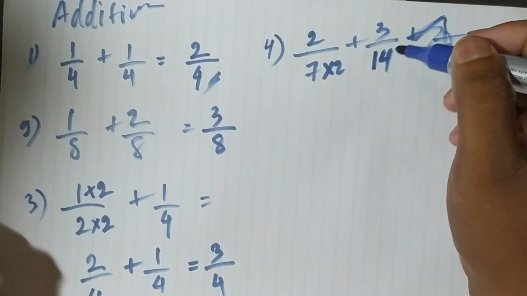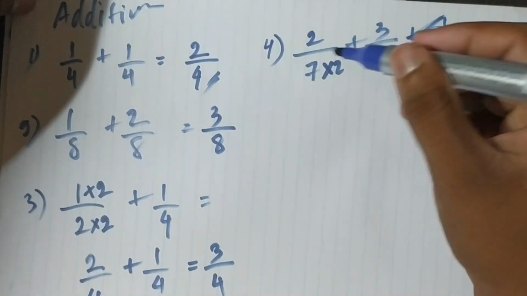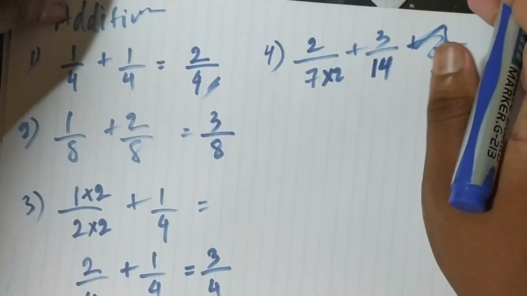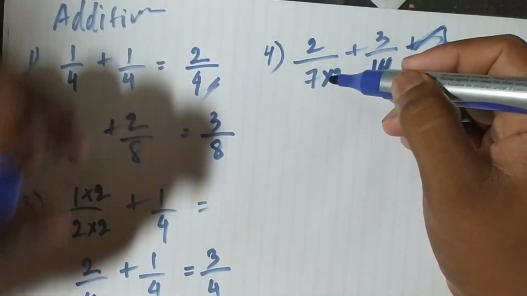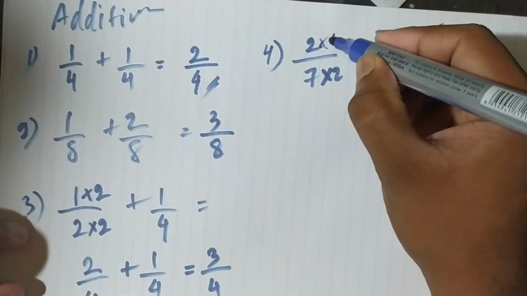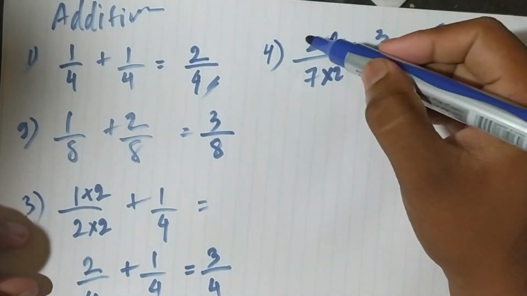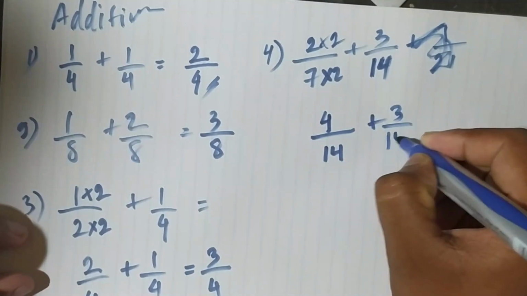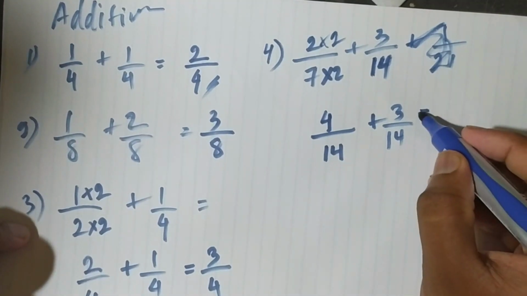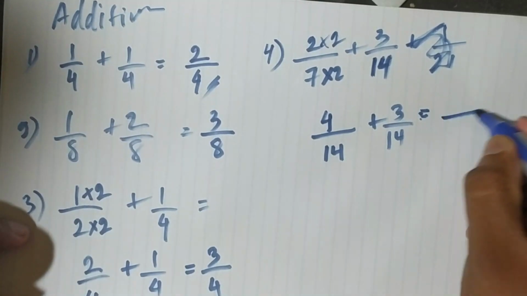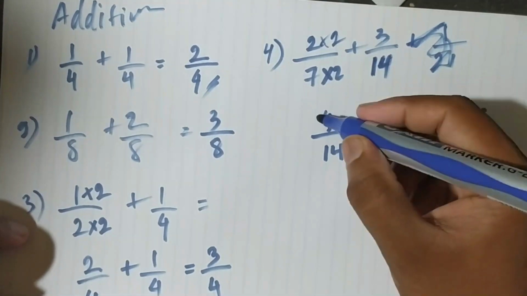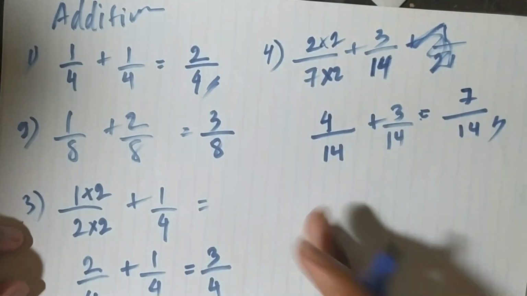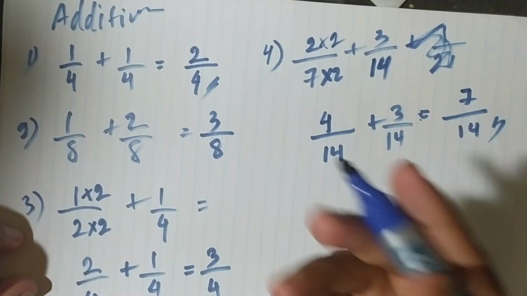Okay, so in equivalent fraction, I said what? If you multiply denominator by any number, numerator also you should multiply by the same number. So here I am multiplying this by 2, so the numerator also I am multiplying by 2. So now 2 into 2 is 4, 7 into 2 is 14, plus 3 over 14. So now you can see denominators are same. You can add numerators. So 4 plus 3 is 7. So this is the answer for this one.